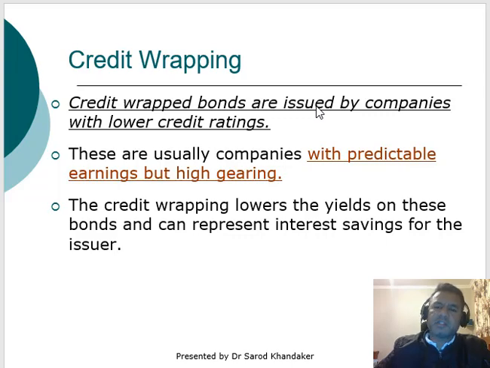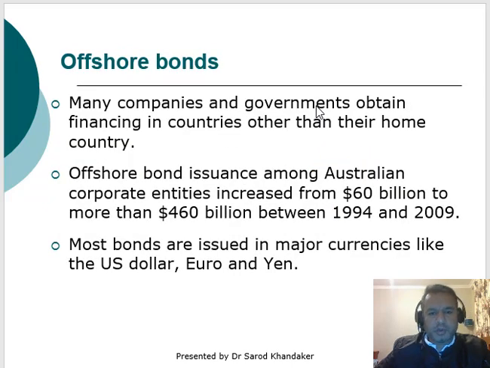There are some other bonds as well, such as the offshore bond. Many companies and the government obtain financing in countries other than their own countries, or what we call the home countries. For example, National Australian Bank, NAB, Commonwealth Bank. All these large Australian banks issue offshore bonds in the USA and the European market. One of the main factors for issuing offshore bonds includes the interest rate factor.